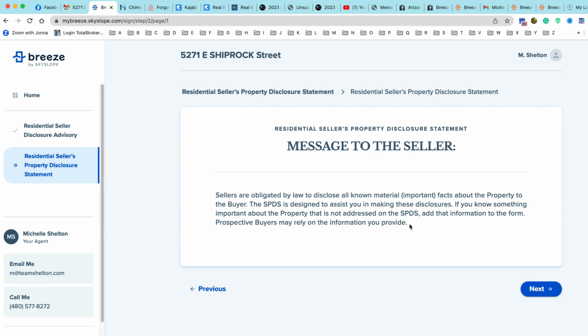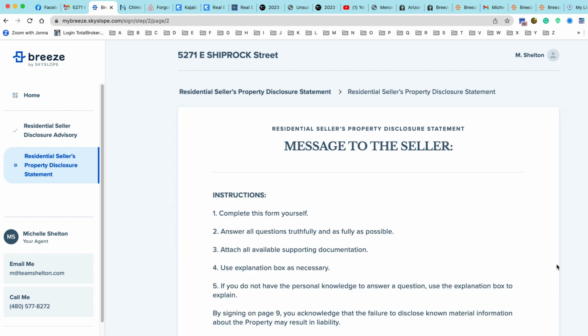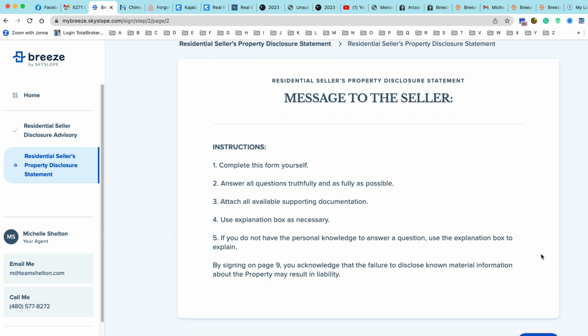Okay, well, this is going through it again. It seems a little bit overkill, but sellers are obligated by law to disclose all known material facts about the property to the buyer. The seller property disclosure statement is designed to assist you in making these disclosures if you know something important. Okay, let's keep going. Oh my gosh, it seems like a lot of disclosure before the disclosures to me.